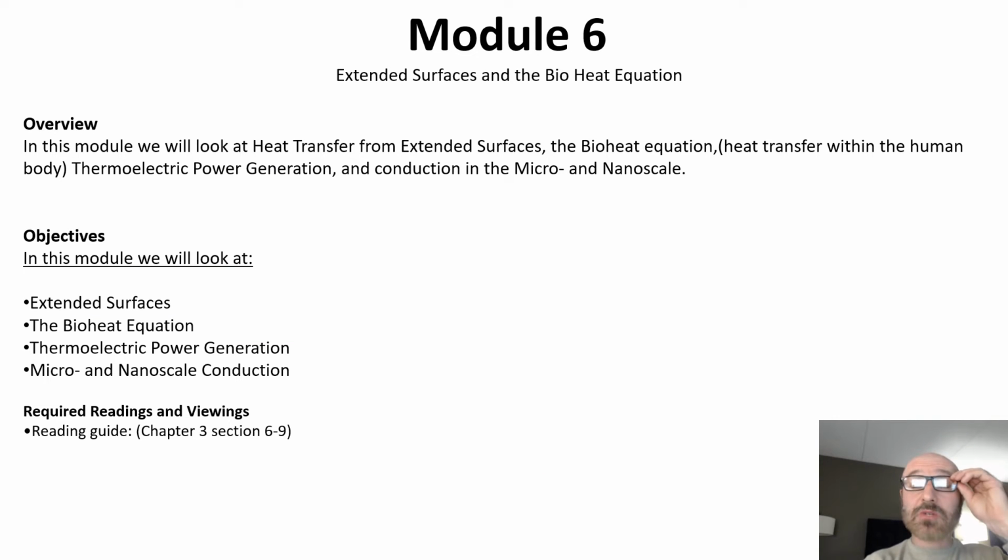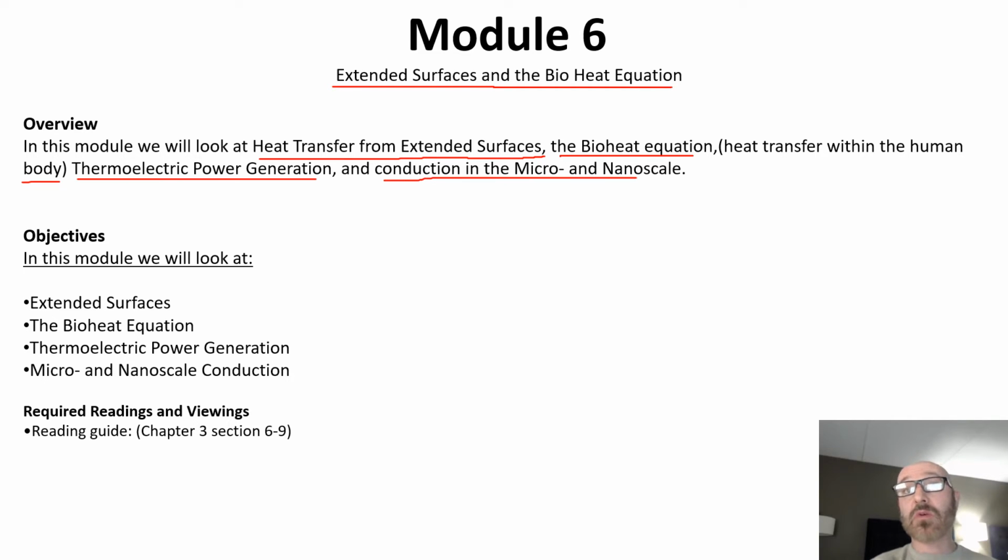As we jump into Module 6 and wrap up Chapter 3, we're going to be looking at extended surfaces and the bioheat equation. Within this module, we'll take a look at heat transfer from these different extended surfaces and see our governing equations in theory. We'll take a look at our bioheat equation, or heat transfer within the human body, talk about muscle and skin, and also look at some thermoelectric power generation and conduction on the micro and nano scale. So we'll go through the extended surface governing equations, a couple of practical applications, some example problems, talk about the bioheat equation, go through some thermal power generation, and then micro and nanoscale conduction.